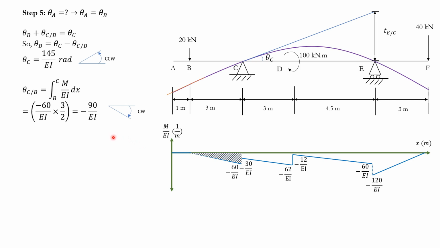So you might say, okay, wait a minute, this is confusing. This is negative, clockwise. You just said this is counterclockwise. How can I know what to put here?